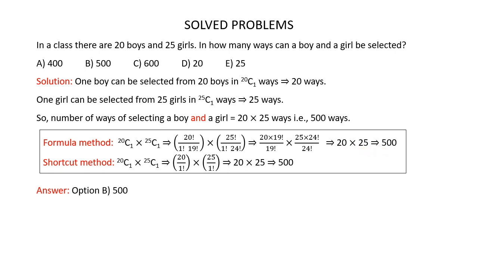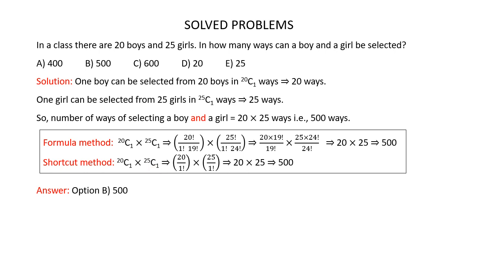Now we can find the value of 20C1 multiplied by 25C1 using the shortcut method also. Now 20C1 is nothing but, starting with 20 in the descending order, there has to be a multiplication of one number and this has to be in the numerator. So in the numerator it is 20 and in the denominator it is 1 factorial because 1 is the subscript here, multiplied by 25C1.